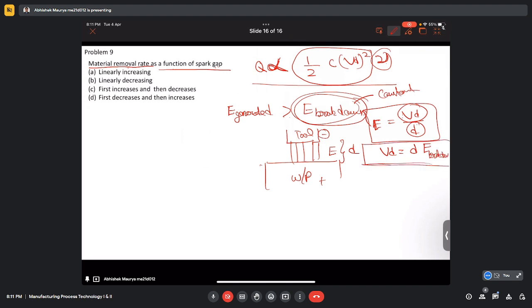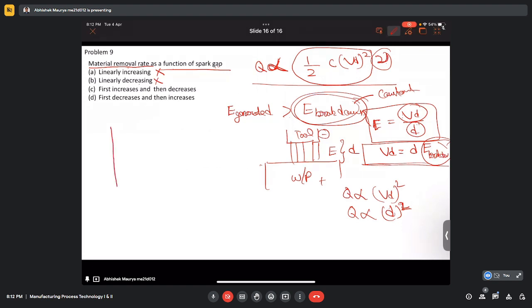And already we know Q is proportional to VD square, so that signifies that Q is directly proportional to this D square also, because E breakdown is constant. So one thing is clear: the MRR will increase if we increase the electrode gap, but it will not be linear. So this option is eliminated. These two options go away, because MRR should increase, but it should not be linear.